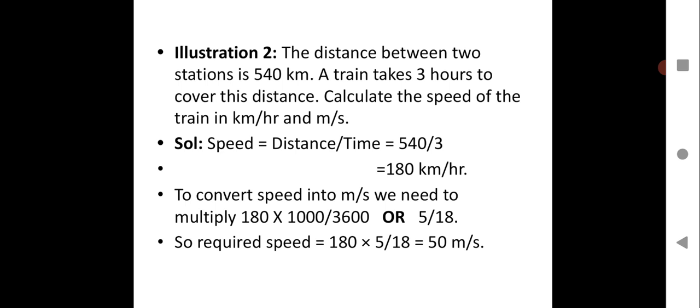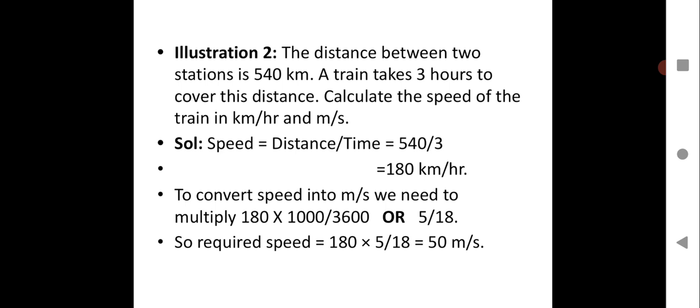Now they are asking you to express in meter per second as well. So to convert speed into meter per second, we need to multiply 180 by 1000 upon 3600. Why? Because 1 kilometer is equal to 1000 meter, as you all know, and 1 hour is equal to 3600 seconds. So that's why you have to multiply by the factor 5 upon 18, because when you reduce 1000 upon 3600 to the simplest ratio, you get 5 upon 18. So you can simply multiply 180 by 5 upon 18. That's why I have shown you the step, why 5 upon 18.